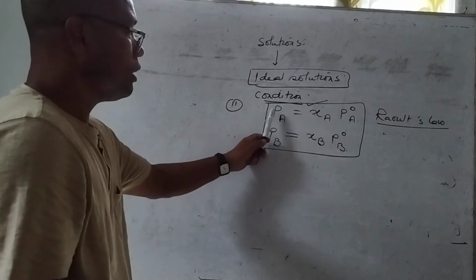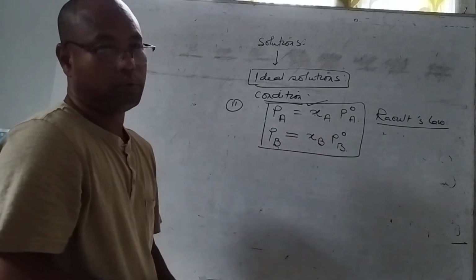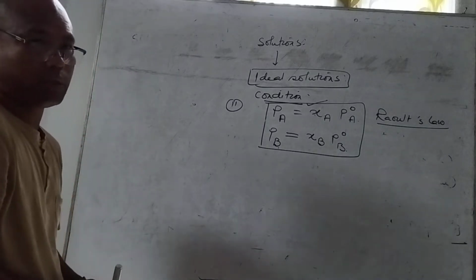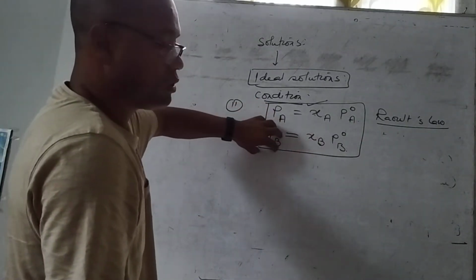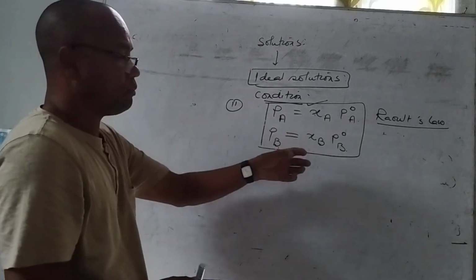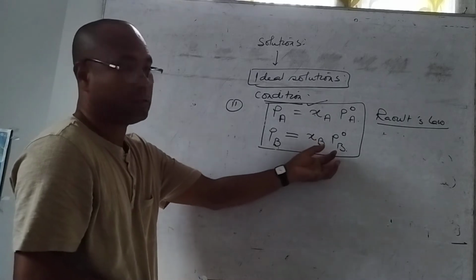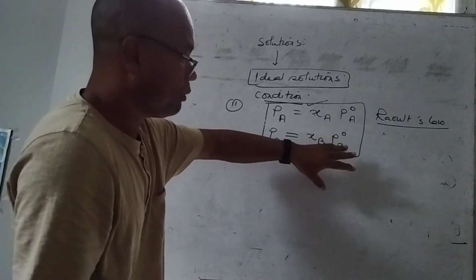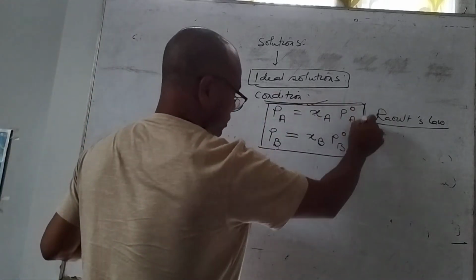That means PA should be equal to the mole fraction of A times the vapor pressure of the component in the pure state. Then the vapor pressure of component B in the solution is equal to the product of the mole fraction of component B and the vapor pressure of component B in the pure state. That is the second condition.